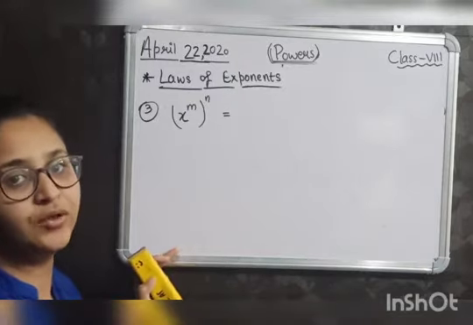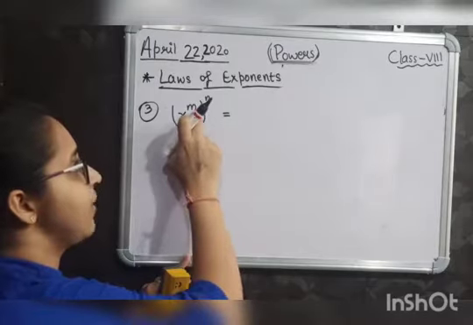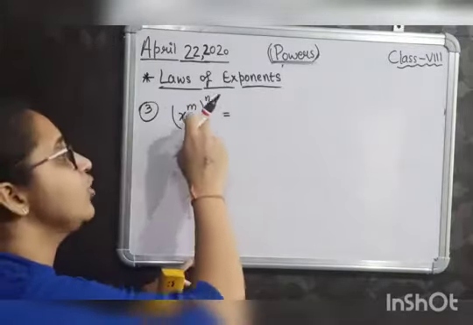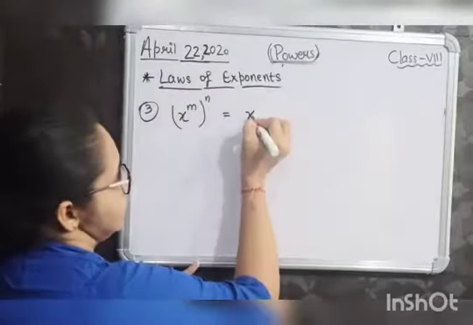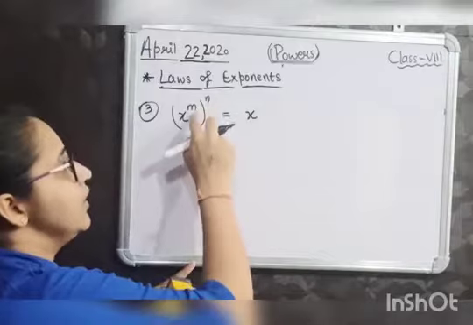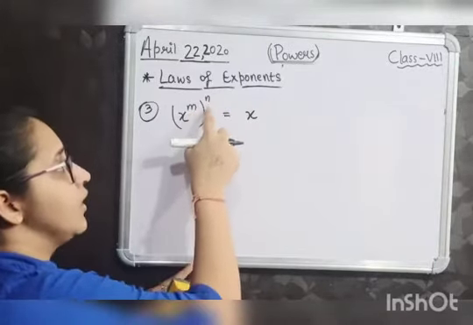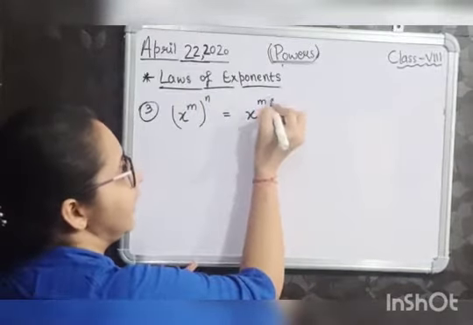Now come to the third rule. The third rule is if you have a number x raised to the power m and the whole raised to the power n, how will you simplify this? Here the base is x, keep it as it is. Now there is one power m and it is raised to the power n. It means you are multiplying the powers.